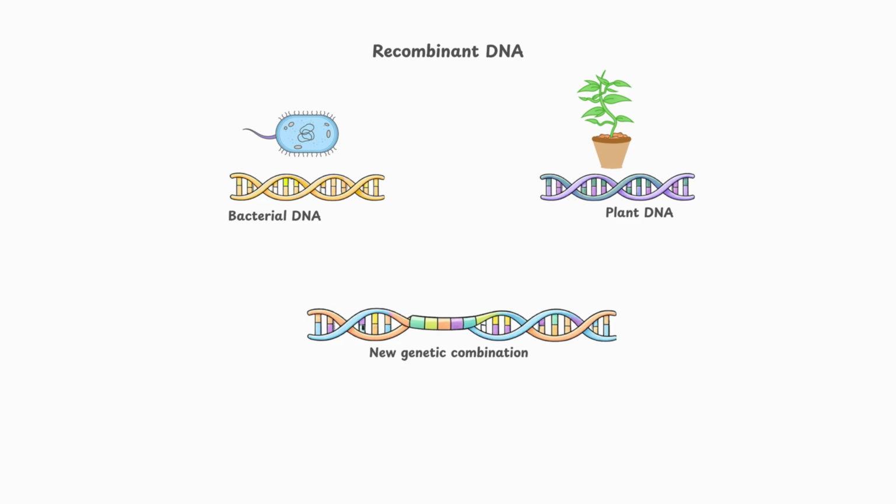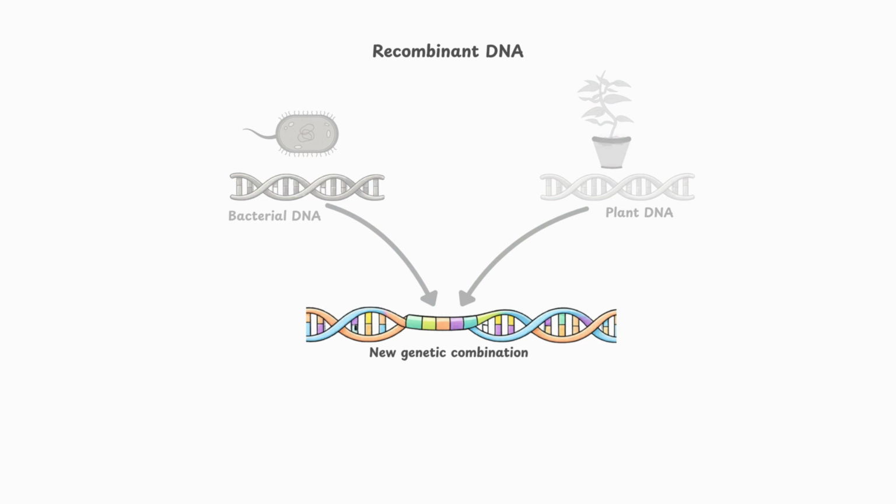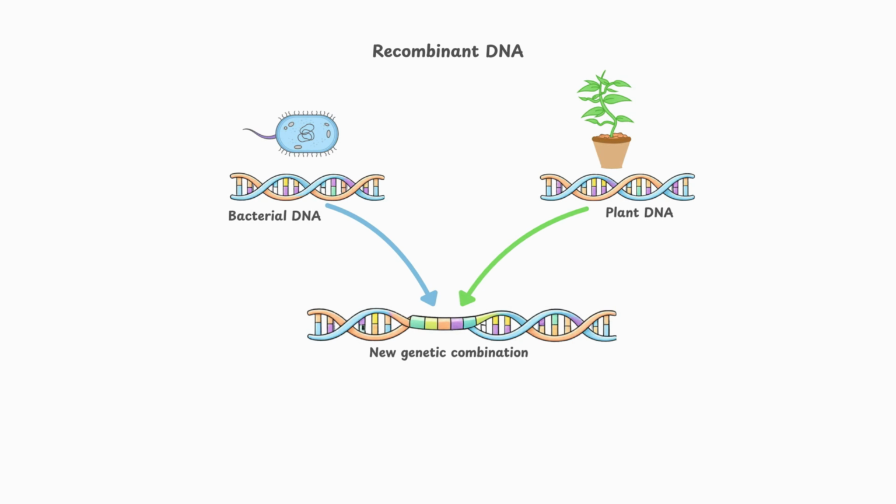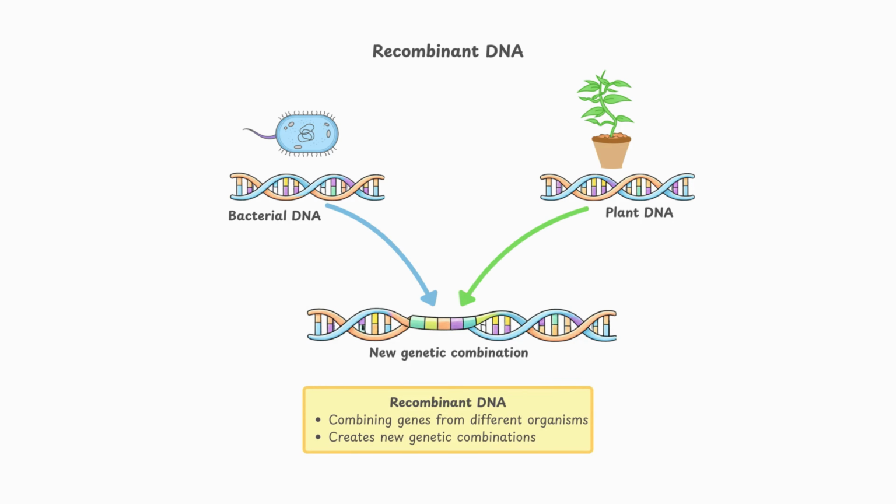Scientists carefully take a useful gene from one organism and insert it into the DNA of another organism. By combining DNA from two or more sources, scientists can create genetically modified organisms, also known as GMOs. These organisms contain new traits, such as pest-resistant crops or bacteria that can produce human insulin for medical use. So, recombinant DNA allows scientists to combine useful genes from different organisms to create new and beneficial characteristics.